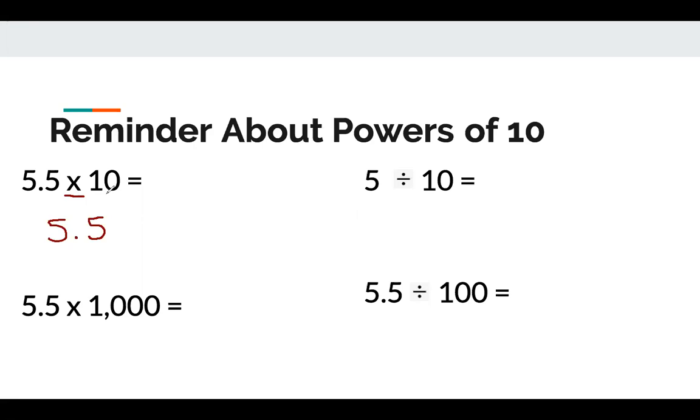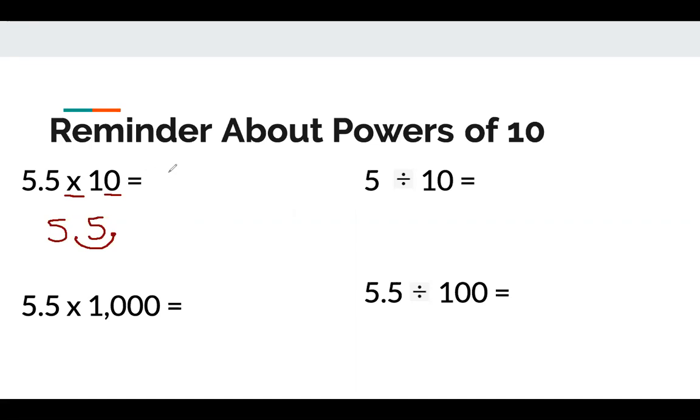Now I'm multiplying by 10. 10 has one 0, which means I'm going to move that decimal one place because of that one 0. So I'm simply going to take this decimal and move it one spot to the other side of the 5, and that's where my decimal is going to go.